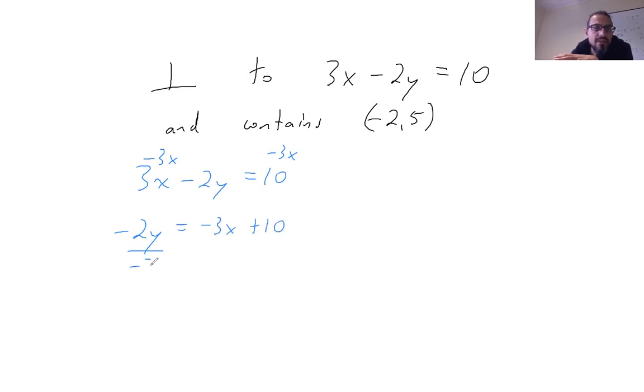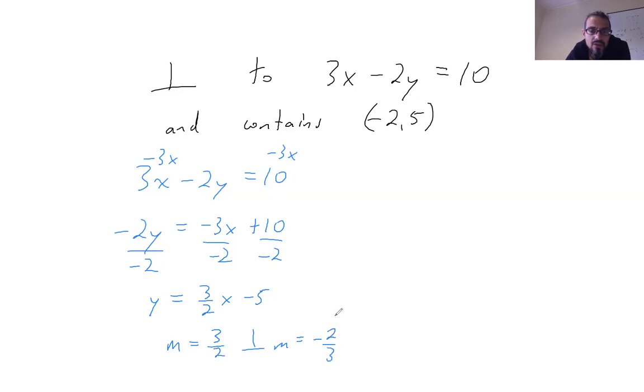Okay, so I'm going to divide everything by -2. And we've got y equals 3/2x minus 5. Now, I have another video on y equals mx plus b. This is what I'm using right now to figure out the slope. So the slope equals 3/2 in the line they gave us. But the line we're looking for is perpendicular to this line. So the perpendicular m would be equal to, change the sign and flip it, -2/3. So that's the slope that I need.